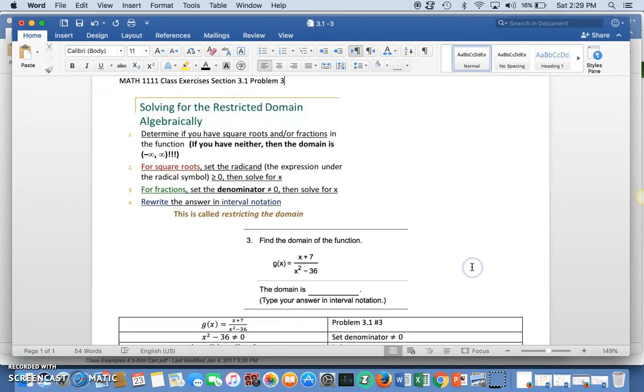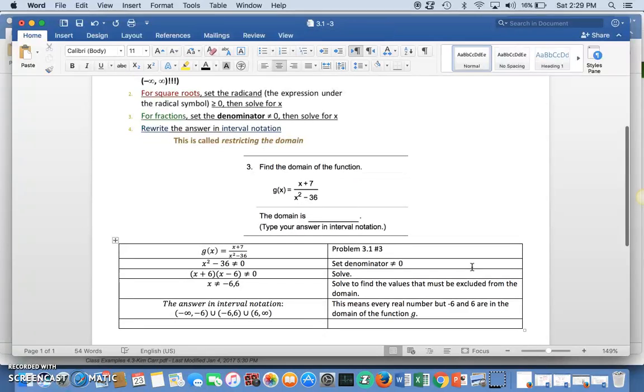So the first problem we have here, does it have a square root in it? No, it does not. But does it have a fraction? Yes, it does have a fraction. So you take the denominator, make it not equal to 0. Now you want to solve it.